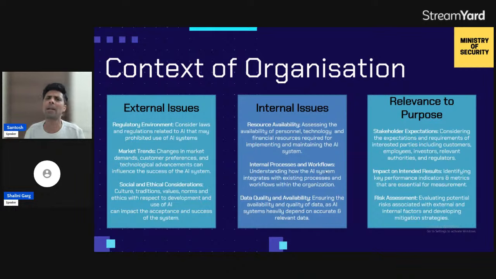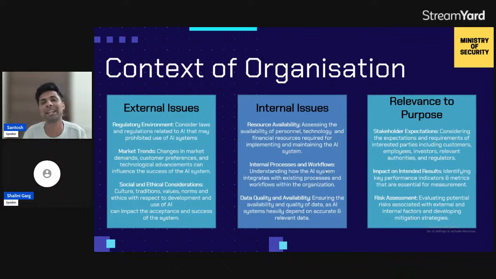Second, you need to understand the market trends, the competitive market. If you do not understand, then you might end up developing a product which is of no use. So you need to understand what can influence the success of your system. Are we developing a system which has already been developed by somebody else? And if you're doing it, then what is the use? You're no longer in the competition. You're already too late to the market. So second is market trends.